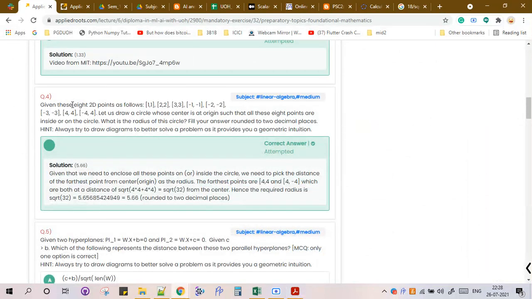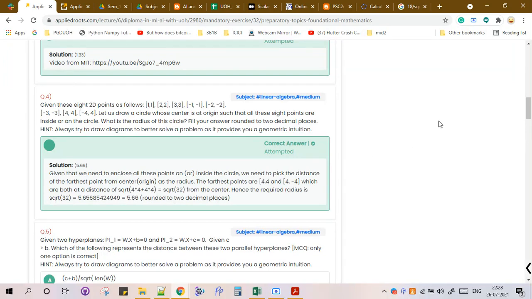Given these 8 2D points: 1 1, 2 2, 3 3, minus 1 minus 1, minus 2 minus 2, and so on. Let us draw a circle whose center is at the origin, such that all 8 points are inside or on the circle. What is the radius of this circle? Fill in your answer rounded to two decimal places.